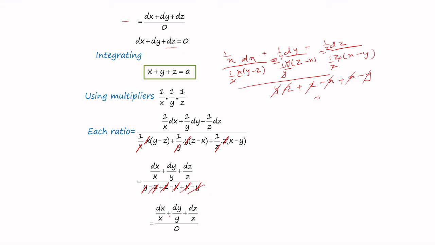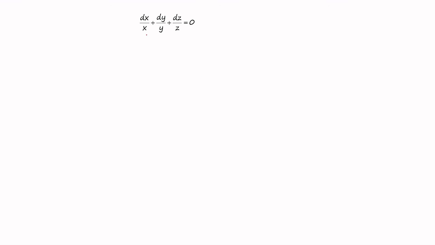So you have dx by x plus dy by y plus dz by z divided by 0. That is, here you have some ratios, isn't it? When you take 0 to any number, it becomes 0. So directly you get dx by x plus dy by y plus dz by z is equal to 0. You have to integrate this. What is the integral of dx by x? It is very easy, log x, isn't it? So log x plus log y plus log z is equal to a constant.